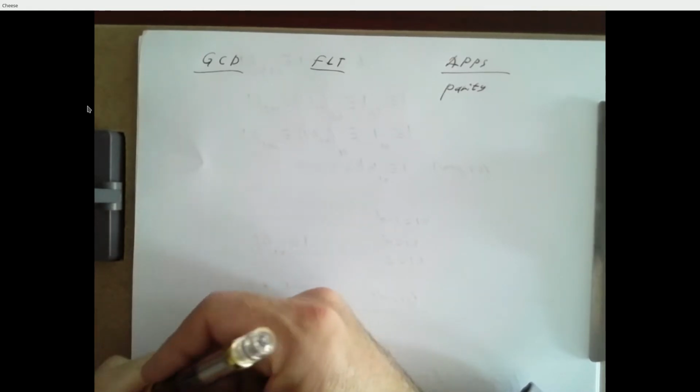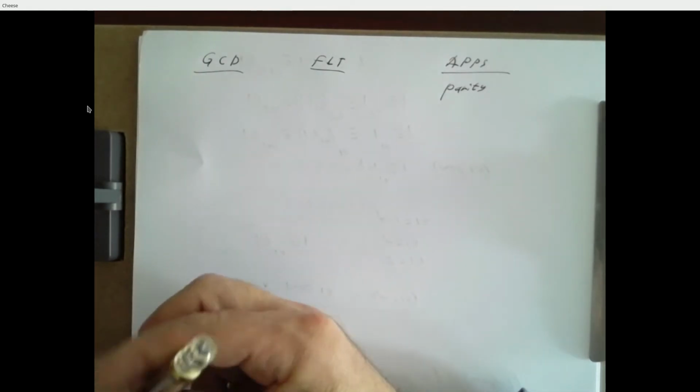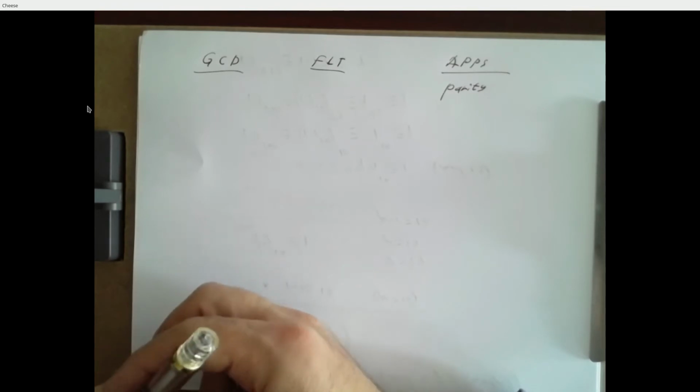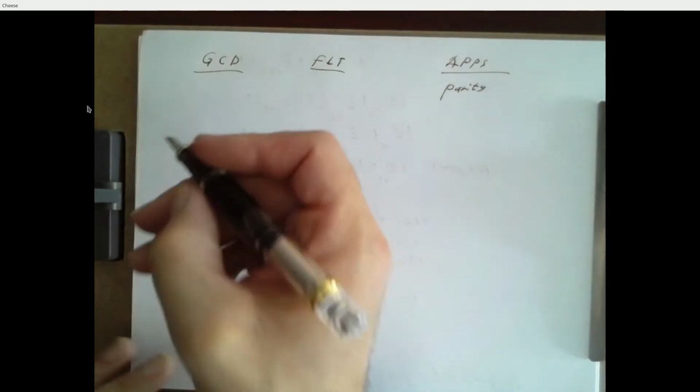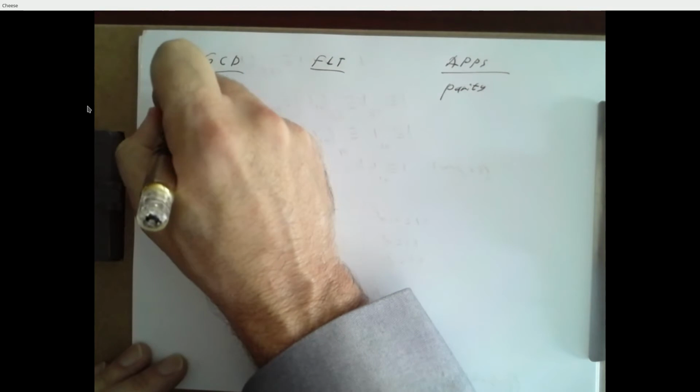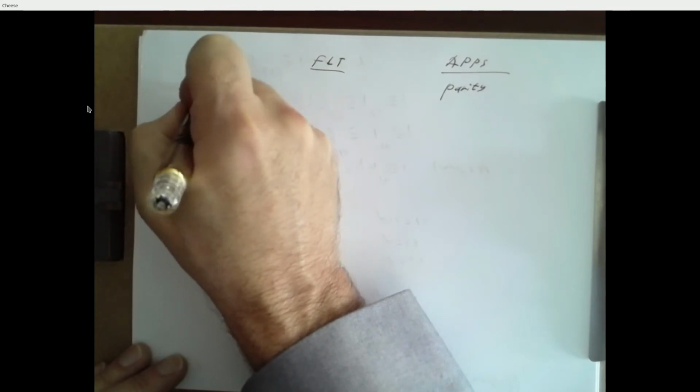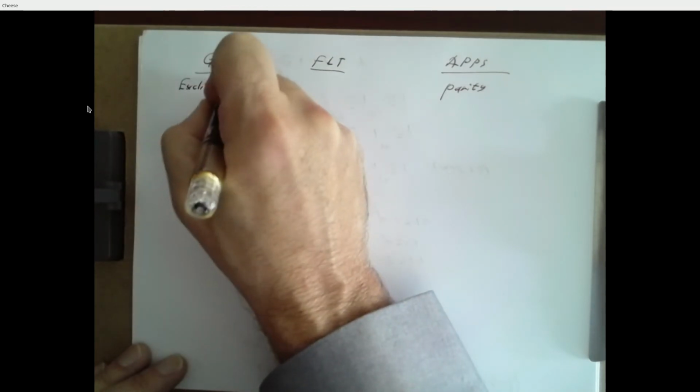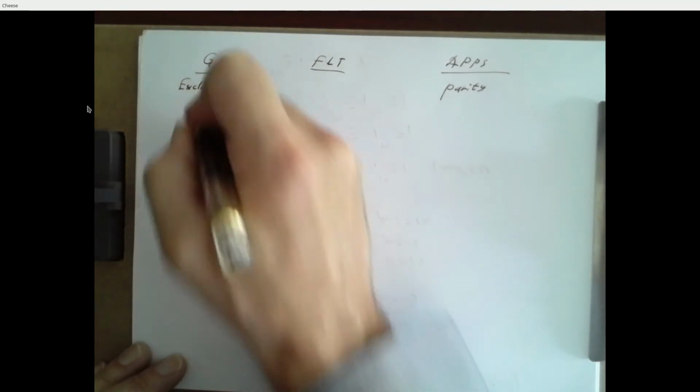What about GCD? How do we find GCDs? Remember the name of the algorithm? Euclid's. So we're going to practice that today, but it's basically a little iterative algorithm on two numbers. Gets you the greatest common factor.